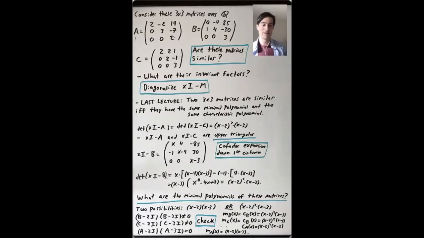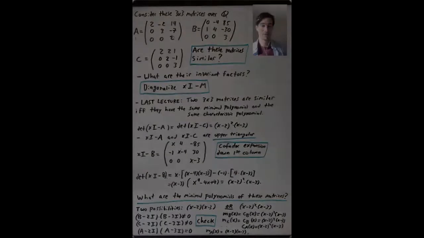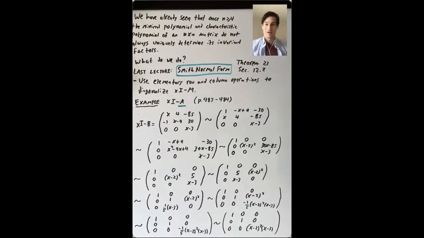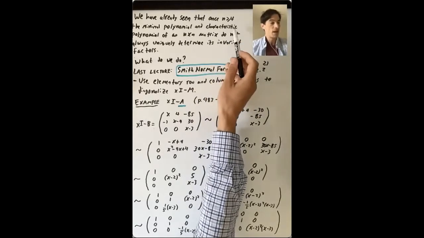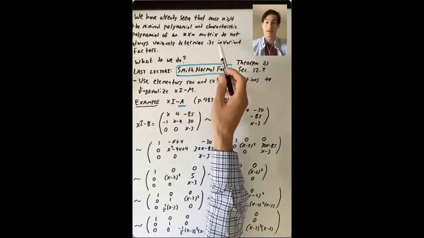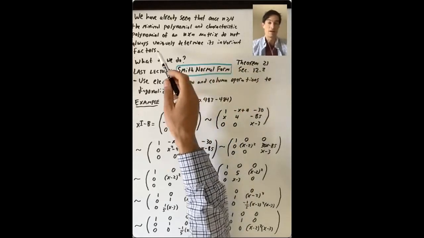All right, so I'm going to pause and erase and talk about some other questions. So this answers a lot of questions about these matrices, but not all of them. We've seen how to answer this question about similarity of 3 by 3 matrices by computing the characteristic polynomial and minimal polynomial. But first, that's not always going to work when you're dealing with larger matrices. And second, that's going to leave some questions unanswered. So what do I mean that that's not always going to work? We've seen that once n is greater than or equal to 4, the minimal polynomial and characteristic polynomial of an n by n matrix do not always uniquely determine its invariant factors.